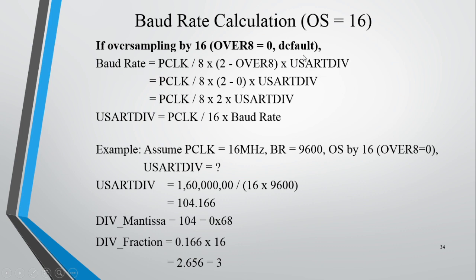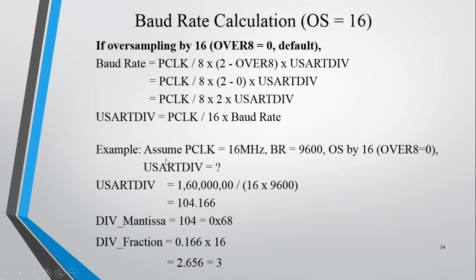So how will you calculate this value? You can rearrange this equation. Since here we are using oversampling by 16, the OVER8 bit will be considered as 0. So I am taking 0. So you can have the equation as PCLK by 8 into 2 into USARTDIV. By rearranging this, USARTDIV equals PCLK by 16 into baud rate. So by using this equation, you can calculate the value of USARTDIV.